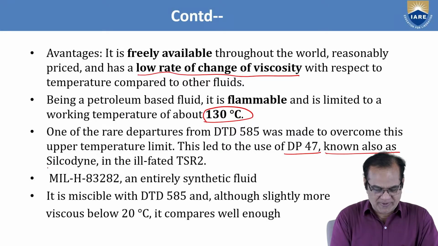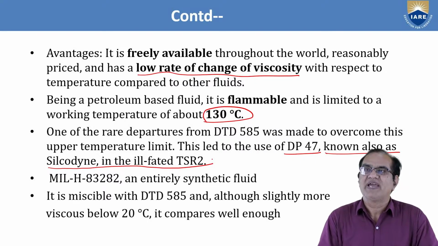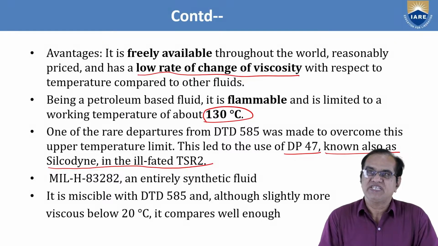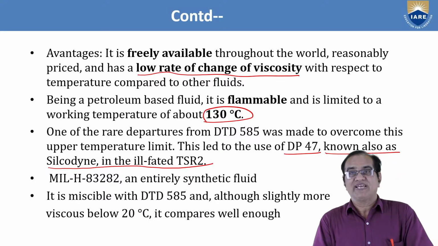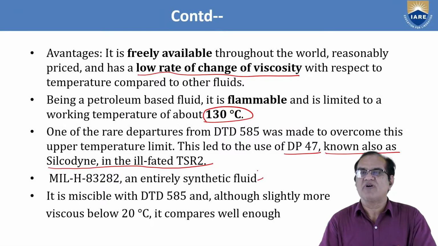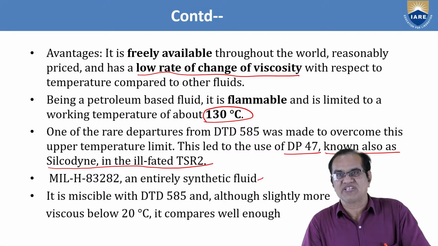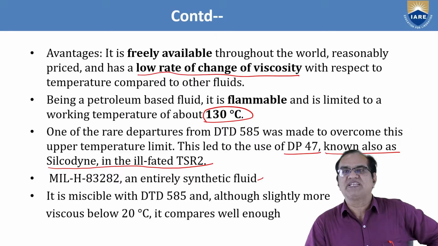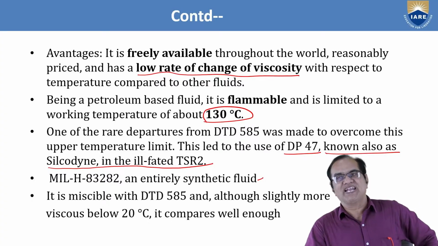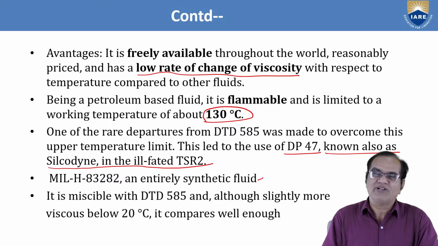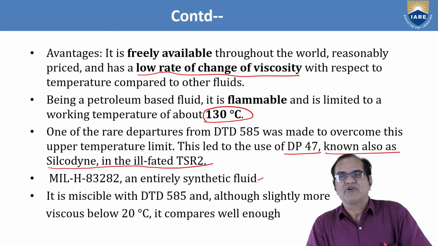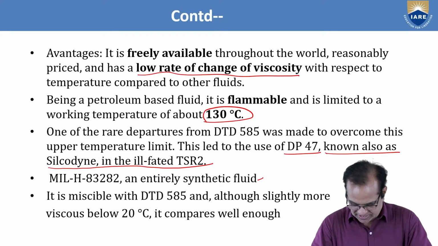With DP47, one accident happened, and so it went back to using DTD 585. Nowadays synthetic fluids are used, that is military H83282, an entirely synthetic fluid. With this fluid, the operating temperature range is tremendously increased, and it is miscible with DTD 585. Although slightly more viscous below minus 20 degrees centigrade, it compares well enough. At lower temperature, the density of this fluid increases tremendously.